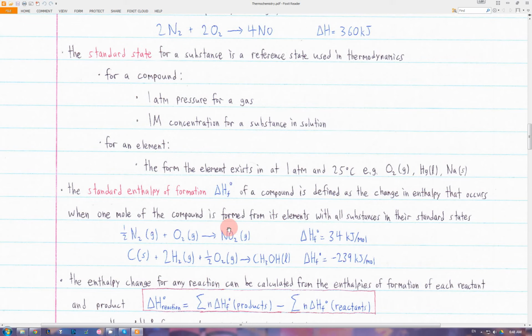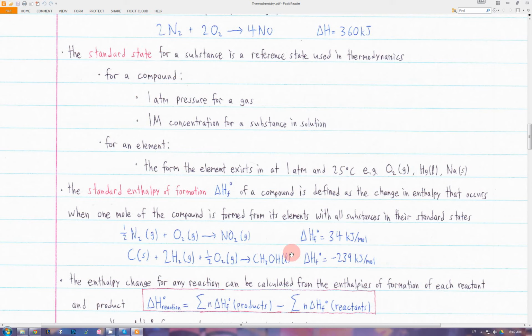So for NO2 gas, this reaction is NO2 being formed from its elements, nitrogen and oxygen. And we know the standard states of nitrogen and oxygen are their diatomic gas forms. And so, remember, in enthalpy of formation, we need to form 1 mole of the compound. So that's why we have the 1/2 coefficient on nitrogen instead of putting a 2 on this guy. So the change in enthalpy of this reaction corresponds to the standard enthalpy of formation of NO2 gas.